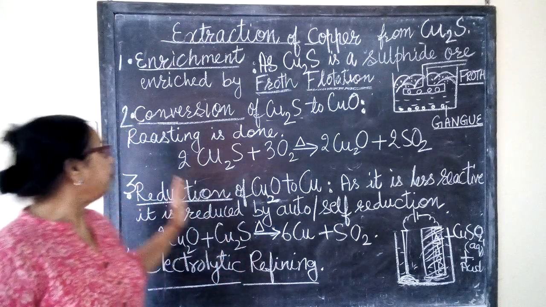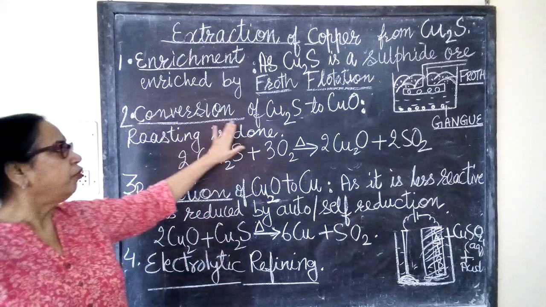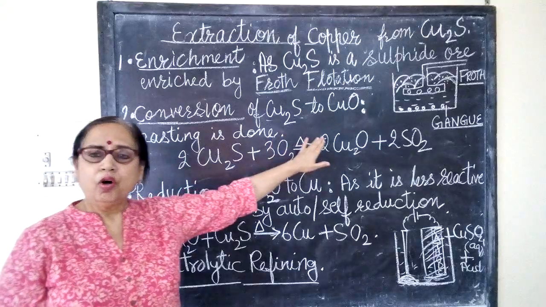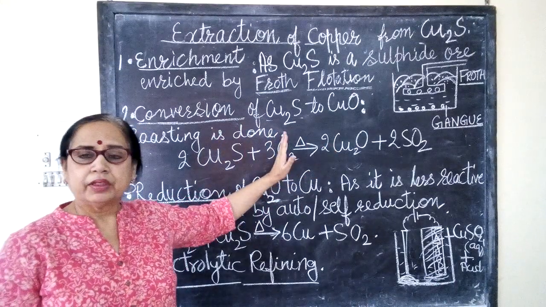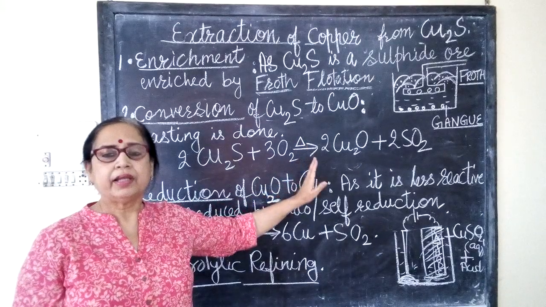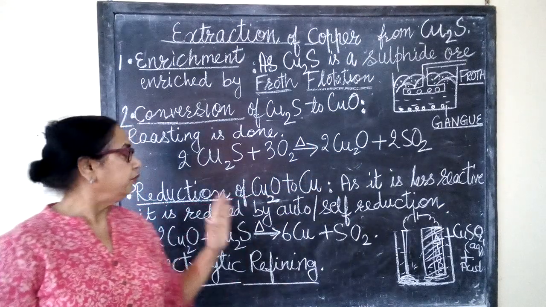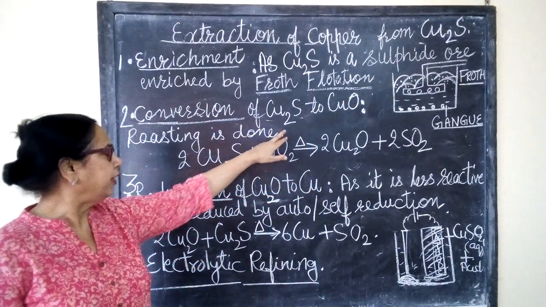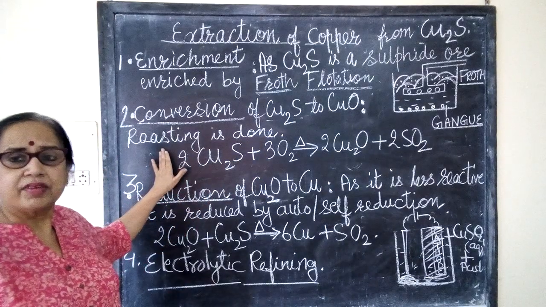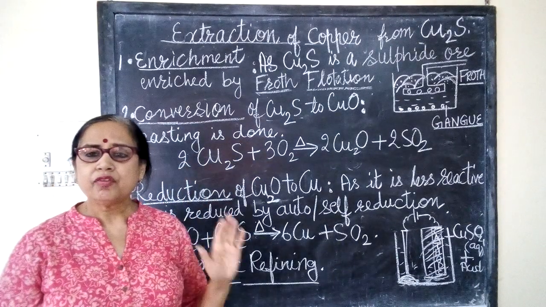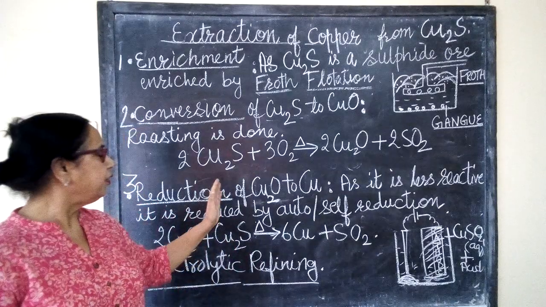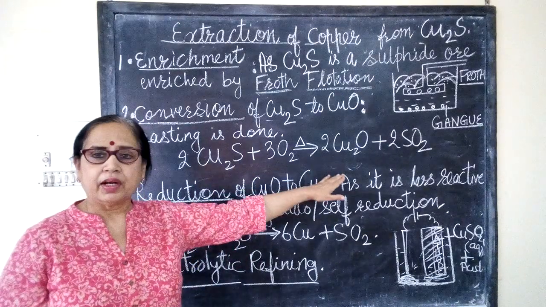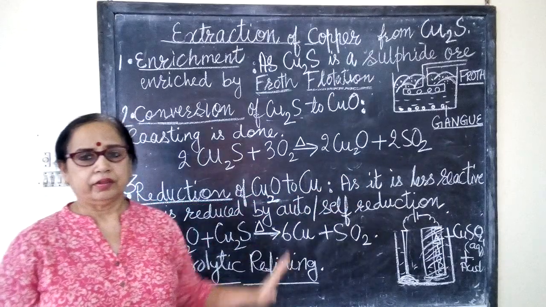Now the next step is conversion of sulfide ore to oxide. The enriched ore is now to be converted from copper sulfide to copper oxide. As it is a sulfide ore, roasting is done. In roasting, this ore is heated in excess of air. On heating, we get copper oxide and sulfur dioxide.